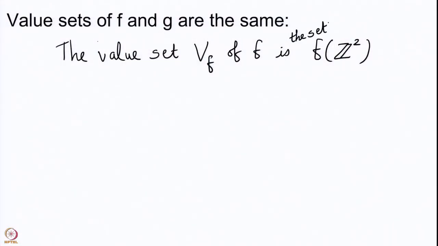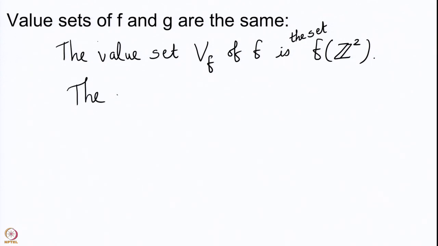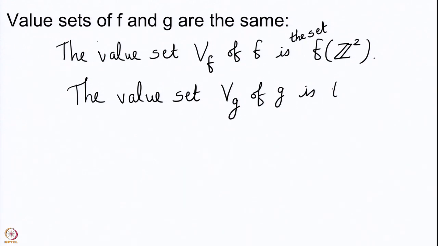Whenever you have a function from a set x to a set y and you take a subset of x, say w, then f of w is a subset of y, and it is the set of all values f of small w, where small w belongs to capital W. So here you are taking f of all m comma n, as m and n vary over integers. So this is the value set, and the value set Vg of g is the set g of Z squared.